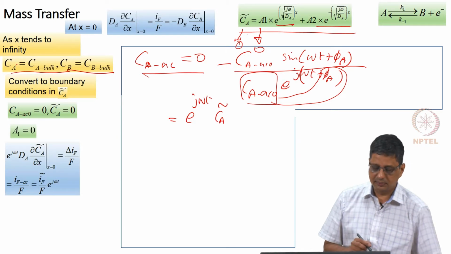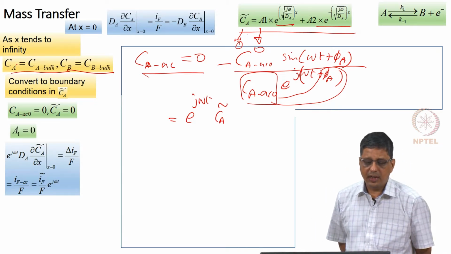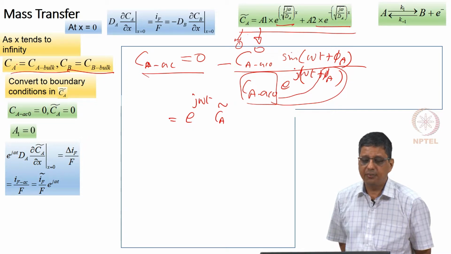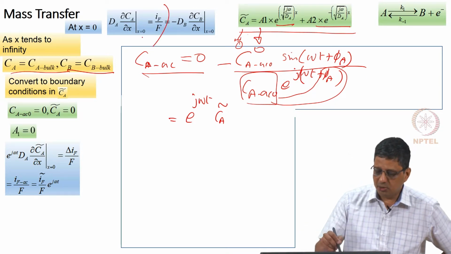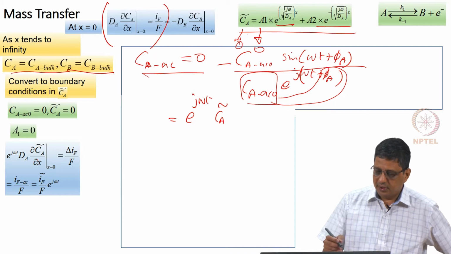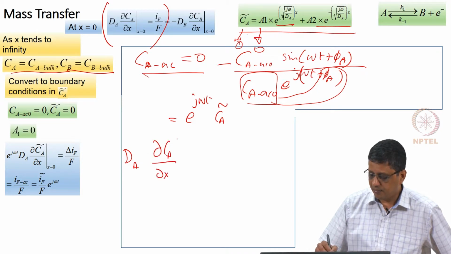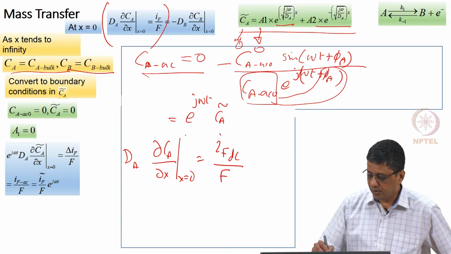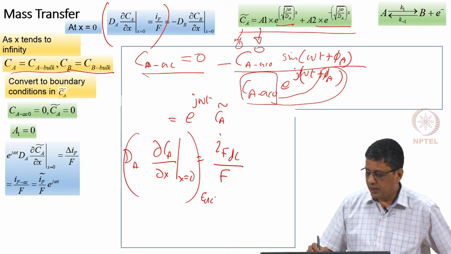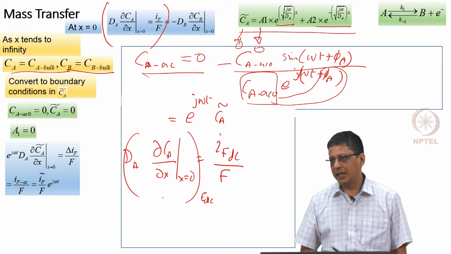Second, we want to write dCA by dx equal to IF by F divided by diffusivity DA. So, we want to use the second boundary condition. Now, under steady state condition, CA DC or CA steady state, and a fixed DC potential, we know this is valid.